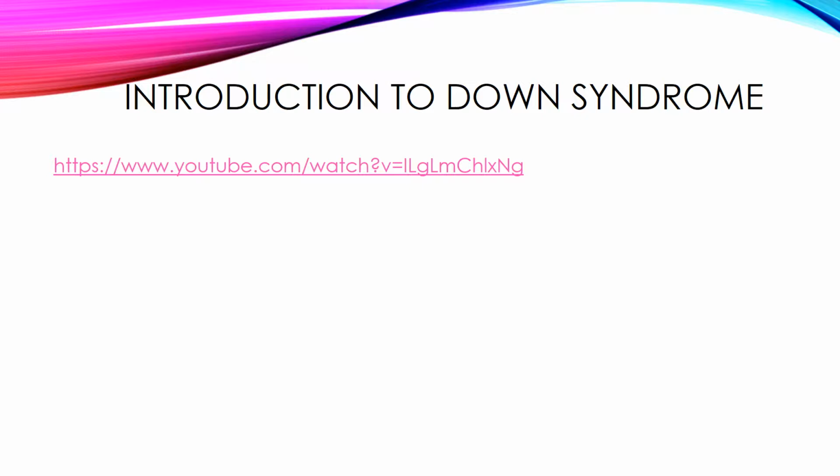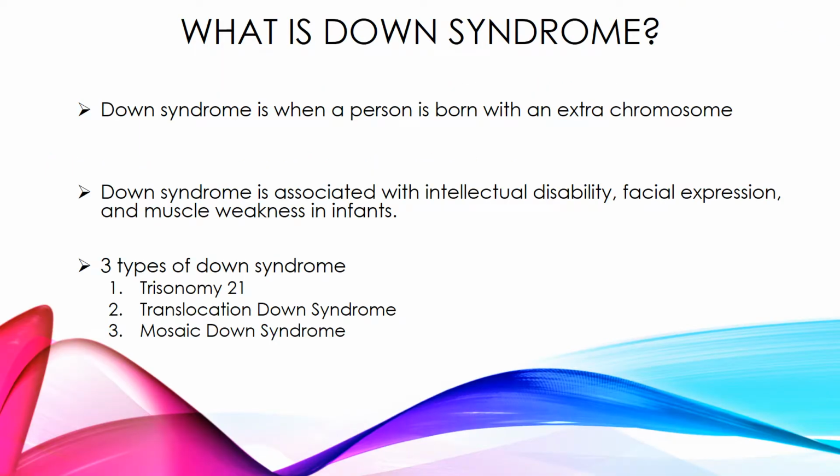Here I included just a short video on how you can see how Down syndrome affects people differently. And it also gives you a realistic view of the challenges that they face every day. What is Down syndrome? Down syndrome is when a person is born with an extra chromosome. It is also known as a chromosomal condition that is associated with intellectual disabilities, facial appearance, and muscle weakness in infants. There are three types of Down syndrome.